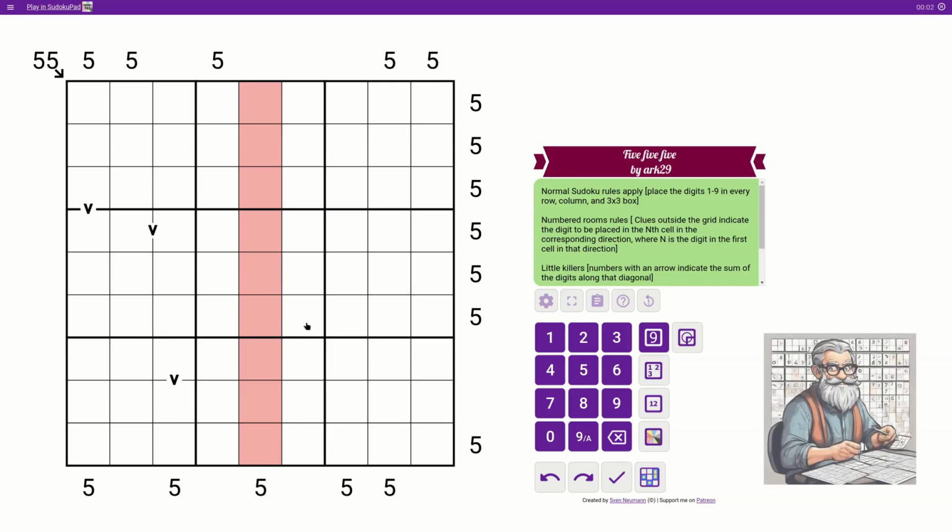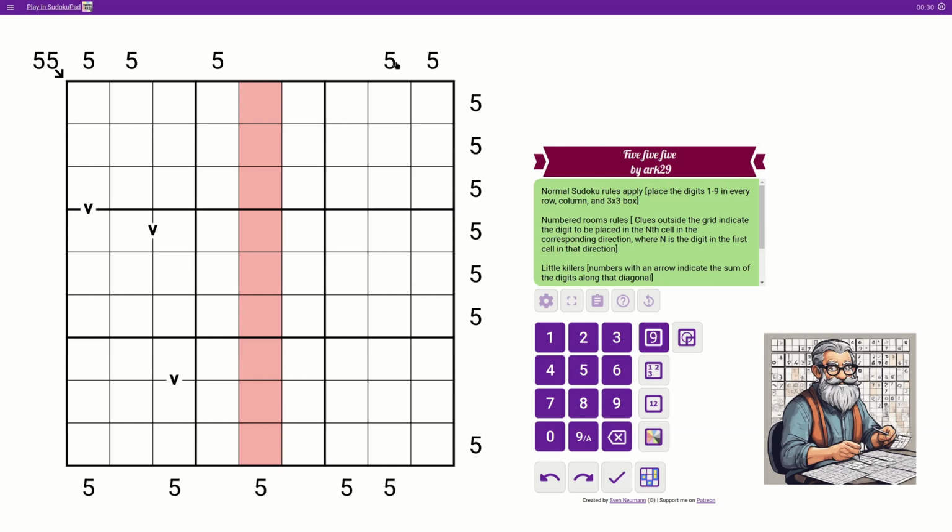Normal Sudoku rules apply. Place the digits 1 to 9 in every row, column and 3x3 box. Numbered rooms rule. Clues outside the grid, except that one. All the others on these fives indicate the digit to be placed in the nth cell in the corresponding direction, where n is the digit in the first cell in that direction.